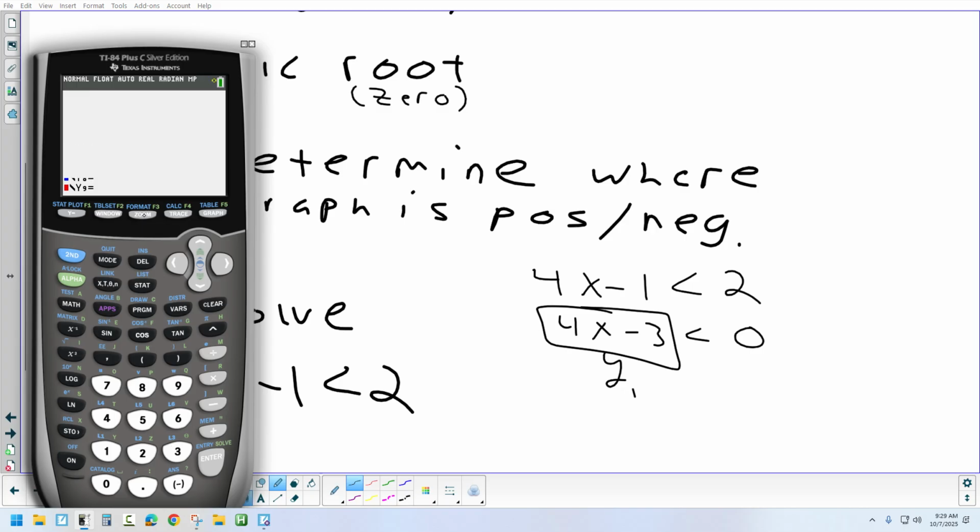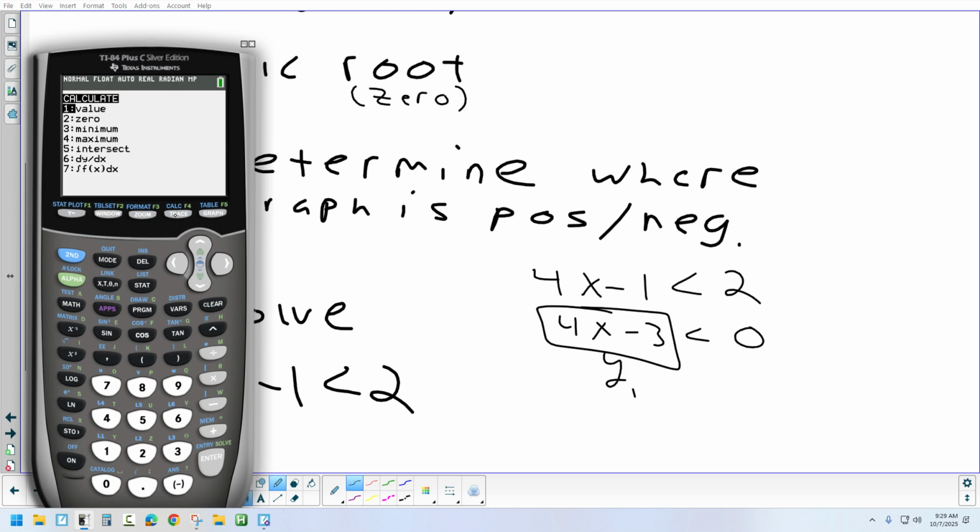Okay, so let's do zoom 6. At some point, this line is exactly 0. So we're going to calculate where it's exactly 0. And then we want to get all the values that are going to be under the x-axis. That's what this means. Less than 0 means tell me where it's under the x-axis.